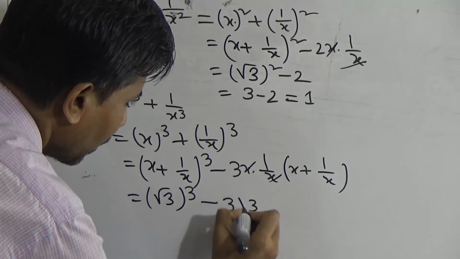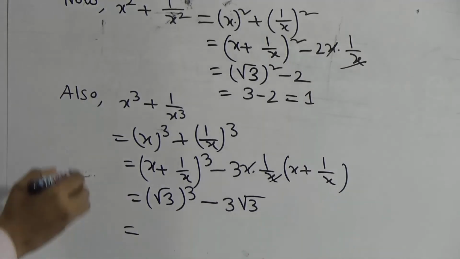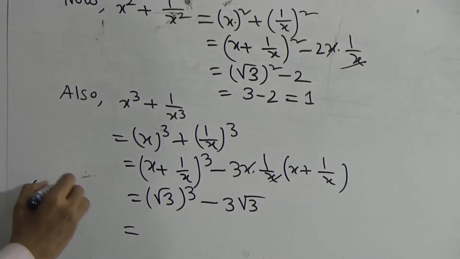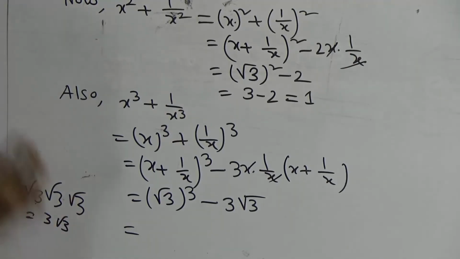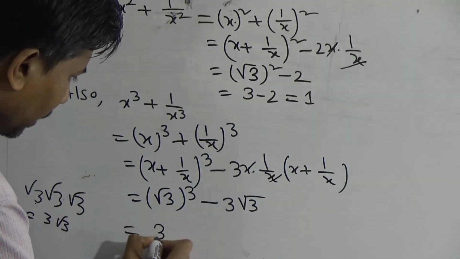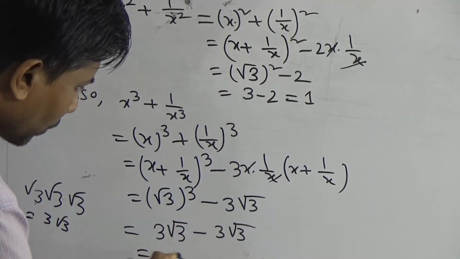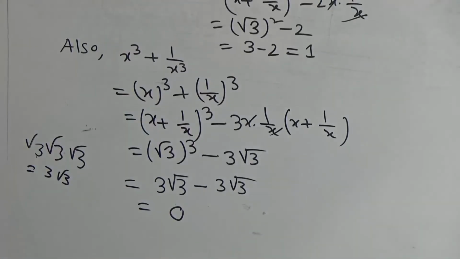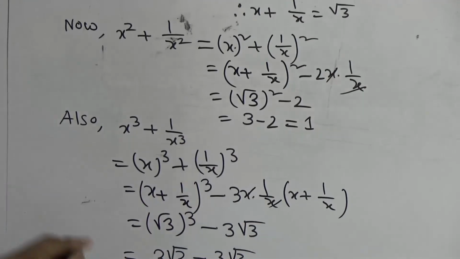Put now root 3, then 3, then root 3. Look, root 3 then power 3 means what? This means root 3, root 3, root 3. You know, root 3 into root 3 equal to what? 3, then root 3. Now this is equal to what? 3 root 3 minus 3 root 3. This is equal to 0. Students, notice here we have got x square plus 1 by x square equal to 1 and x cube plus 1 by x cube equal to 0.